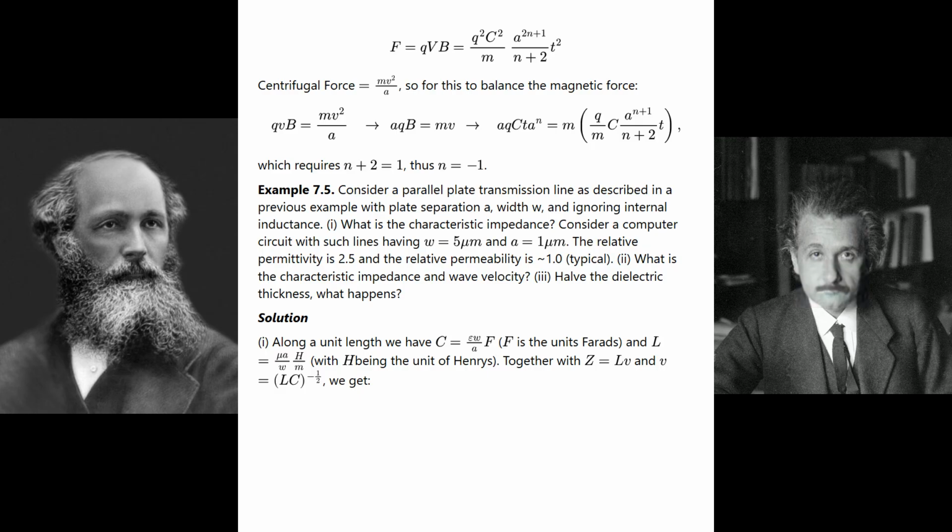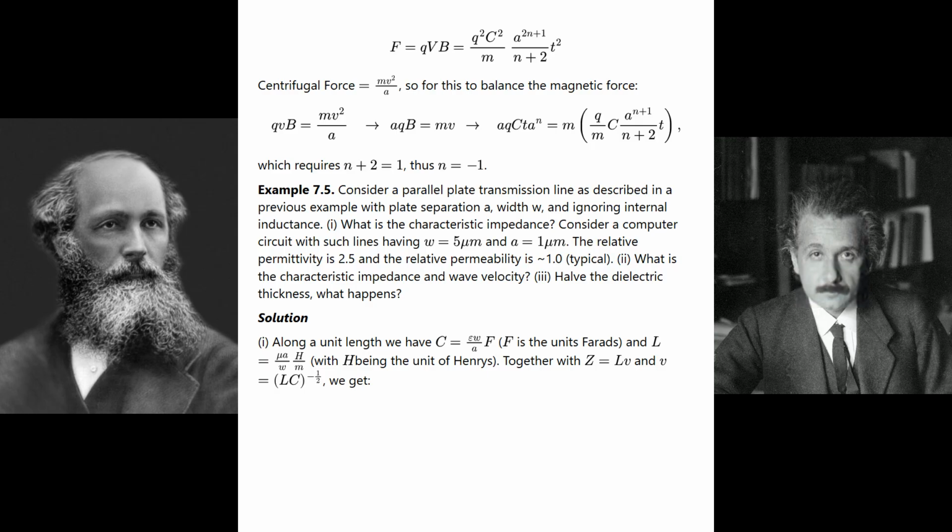Example 7.5. Consider a parallel plate transmission line as described in a previous example with plate separation a, width w, and ignoring internal inductance. 1. What is the characteristic impedance? Consider a computer circuit with such lines having w equals 5 micrometers and a equals 1 micrometer. The relative permittivity is 2.5 and the relative permeability is 1.0, typical. 2. What is the characteristic impedance and wave velocity? 3. If we halve the dielectric thickness, what happens?